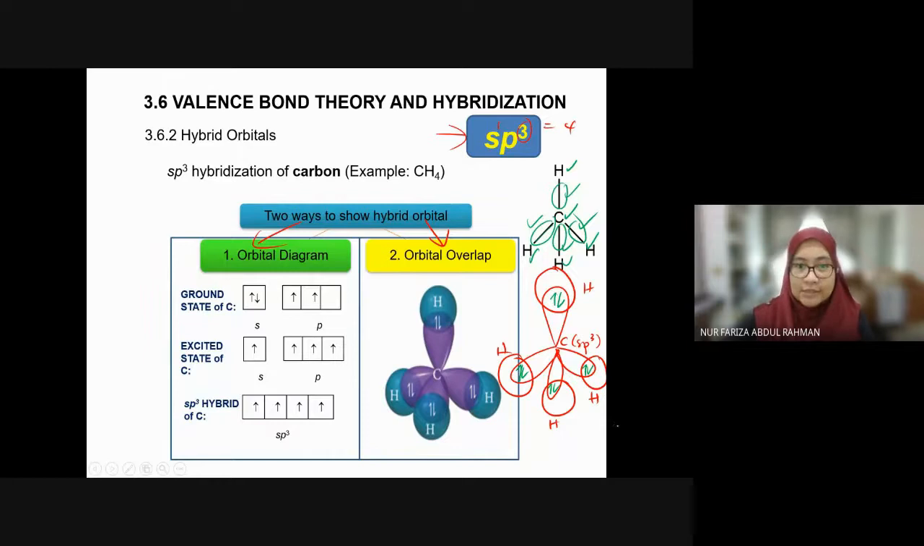Simple. But normally the question would ask for orbital diagram. Orbital diagram is the most famous question asked in the exam. But we do have orbital overlap too. But you need to know both of them, orbital diagram and orbital overlap, because it's not up to you to decide which one you want. It depends on the question.